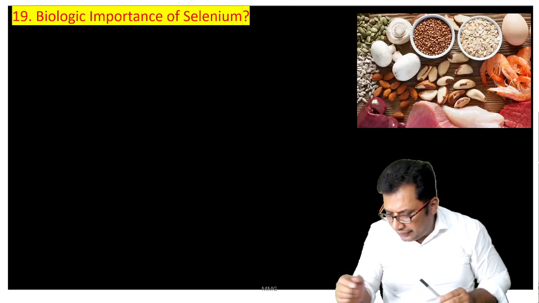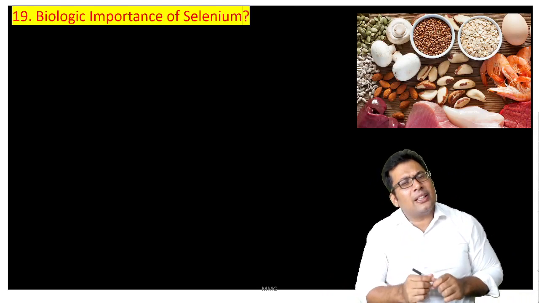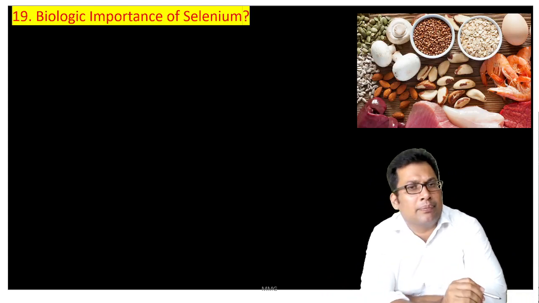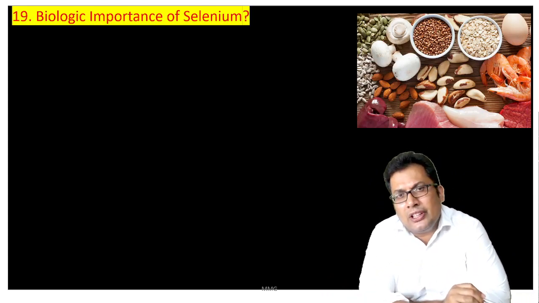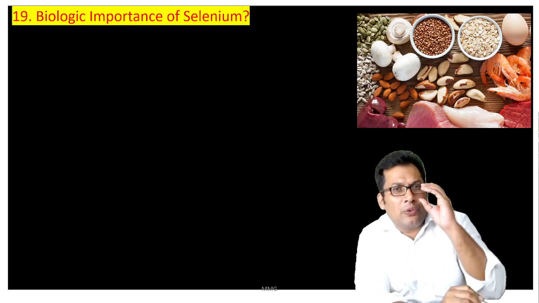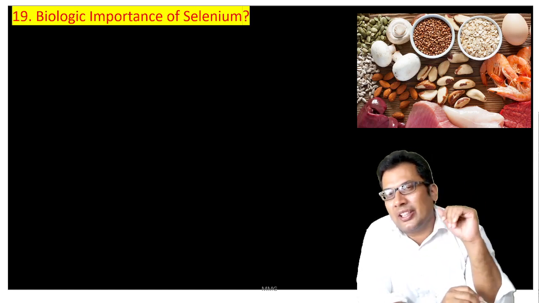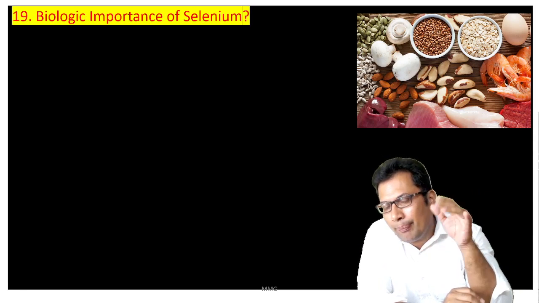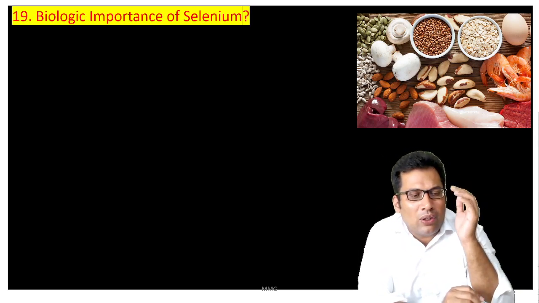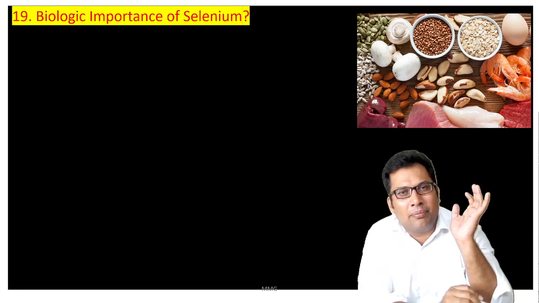Question number 19. Biological importance of selenium, which is the 21st amino acid discussed in our classes, selenocysteine. The 22nd amino acid is pyrrolysine. What is the biological importance of selenium?